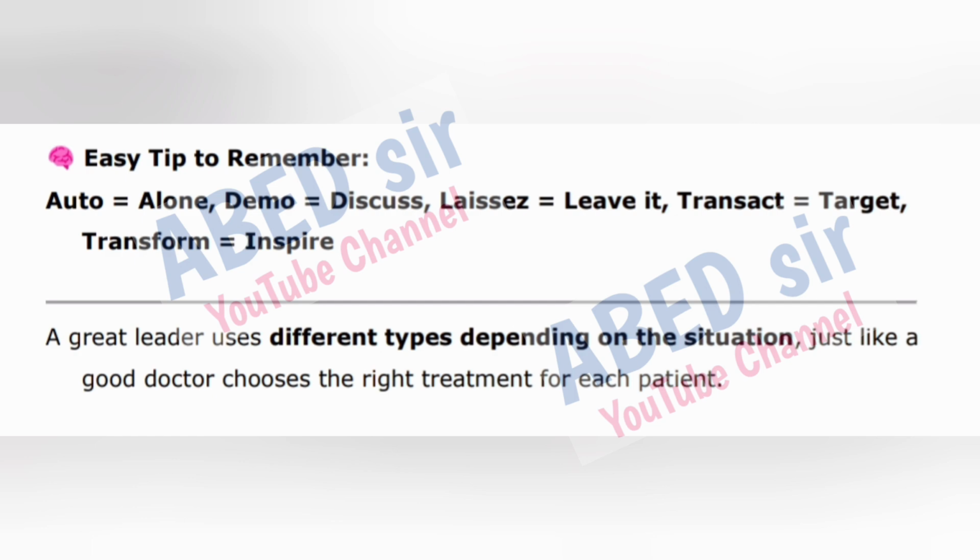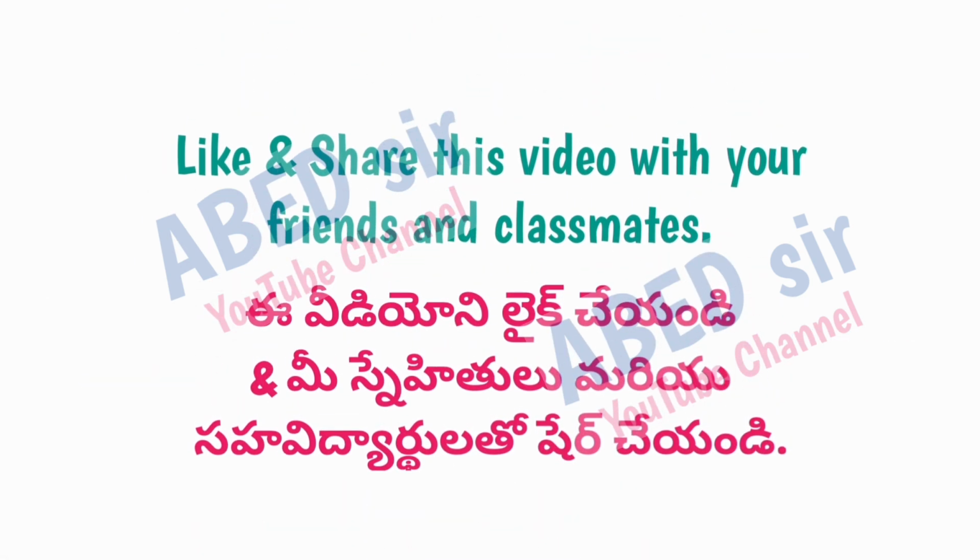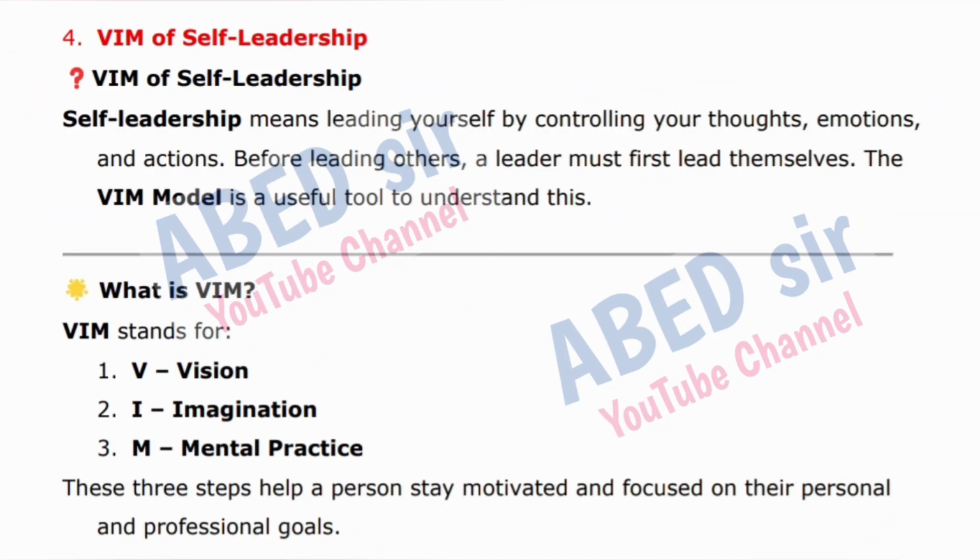Next important long question is 4. WHIM of self-leadership. Self-leadership means leading yourself by controlling your thoughts, emotions, and actions. Before leading others, a leader must first lead themselves. The WHIM model is a useful tool to understand this.